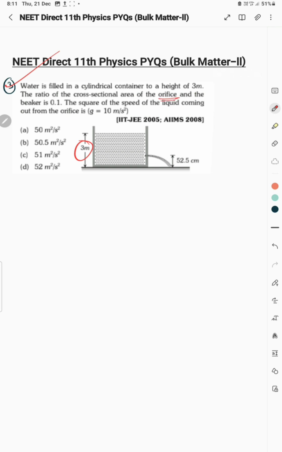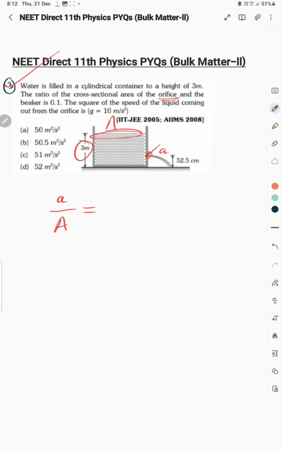There is an orifice, meaning a small little hole. The ratio of the cross-section area of the orifice and the beaker, this area and this area, small area by capital area, is what I symbolically call it.